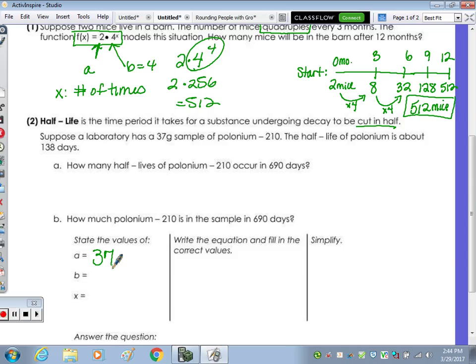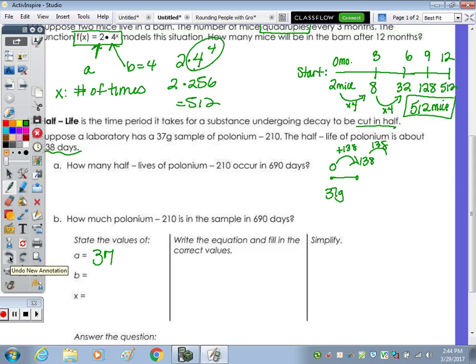So you can start with 0 days again. That's your starting, and then we have 37 grams. And keep counting out by adding what? When's our first half-life? 138 days. So you can keep adding 138. So there's the first half-life. You can find your substance amount.